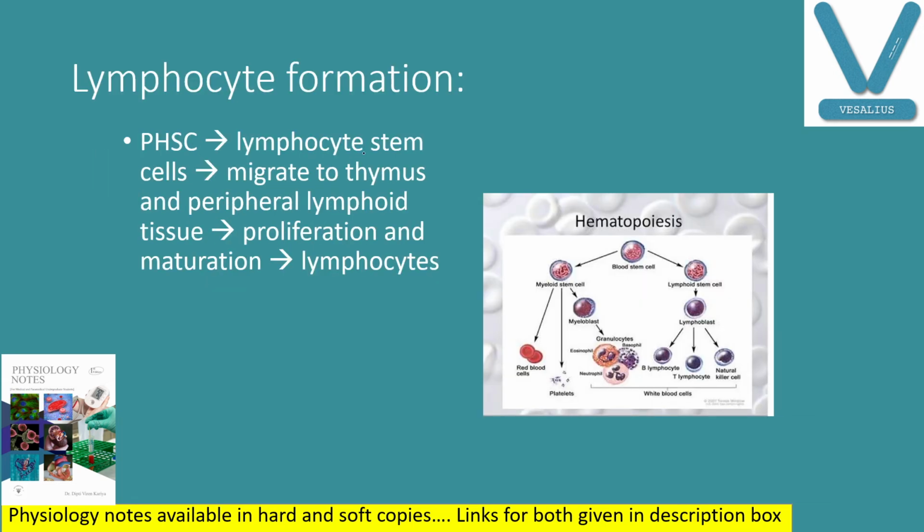Lymphocyte formation, as we have already discussed, all the cells are derived from pluripotent hemopoietic stem cells. So lymphocytes are also produced from these pluripotent hemopoietic stem cells. There is formation of lymphoid stem cells, and these lymphoid stem cells migrate to thymus and peripheral lymphoid tissue, and they are proliferated and get matured to form mature lymphocytes. Bone marrow and thymus are primary lymphoid tissue, or you can say lymphopoietic organs, from which lymphopoiesis, that means lymphocyte production, takes place. And lymphoid stem cells undergo spontaneous division in this thymus and bone marrow.